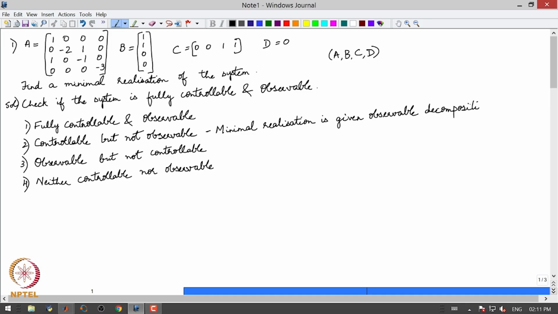So, you just take a system, decompose it into observable and unobservable parts, then the observable part will be the minimal realization. So, in this case, when the system is not fully controllable, then the minimal realization is given by the controllable decomposition.